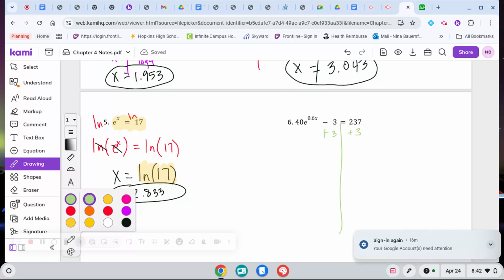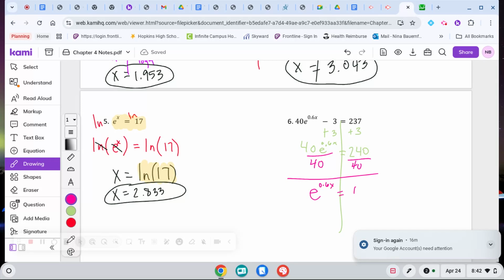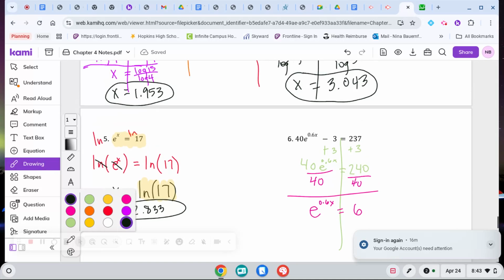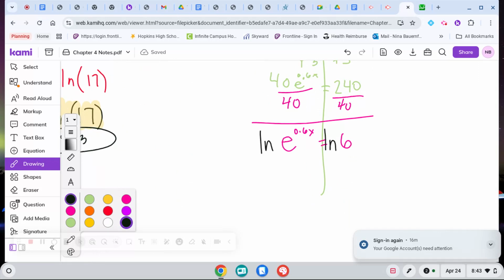So if we do plus 3 on both sides, then what's left here is 40e to the 0.6x equals 240. Then if we divide by 40, we have e to the 0.6x equals 6. And now we have that natural log like we were just looking at previously. Once we have the e, we can natural log both sides, just like that last one. The e drops off, so then all that's left is 0.6.